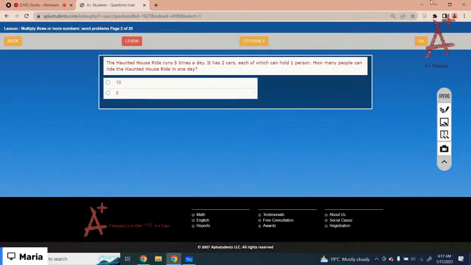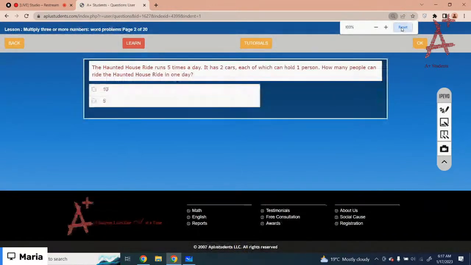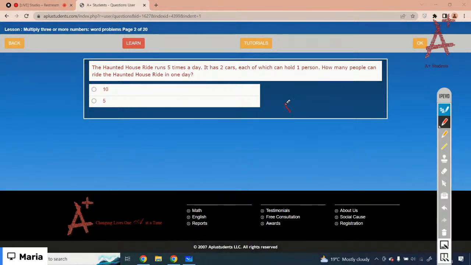Okay, the haunted house ride runs 5 times a day. If it has 2 cars, each of which can hold one person, how many people can ride the haunted house ride in one day? You have to do 5 times 2 times 1. Got it? 5 times 2 is 10, and 10 times 1 is 10. That would be 10. Very good. The correct option is 10.